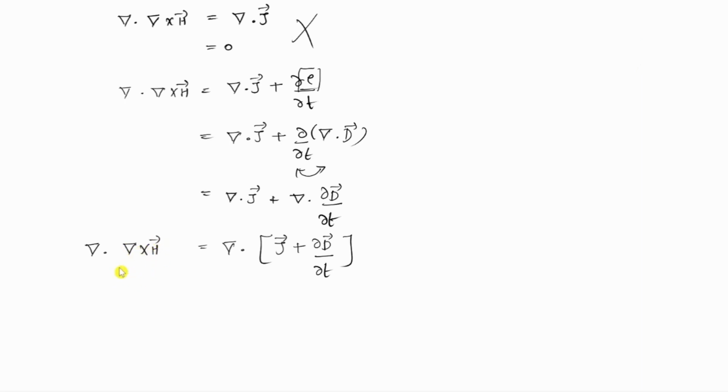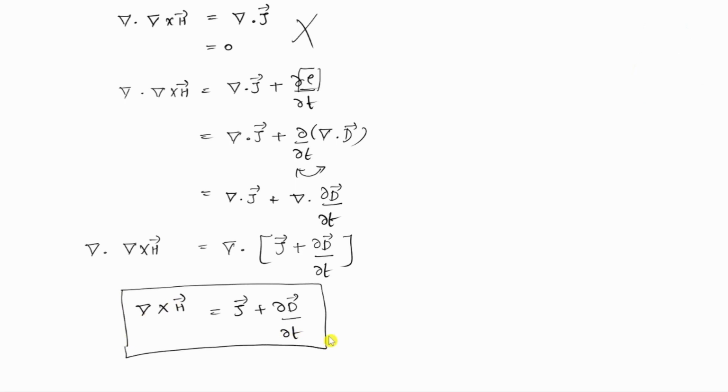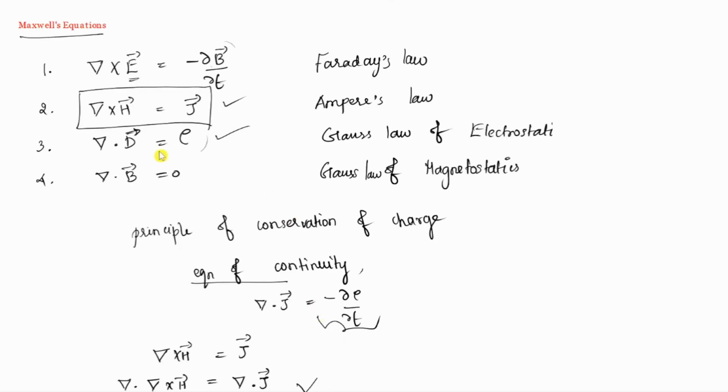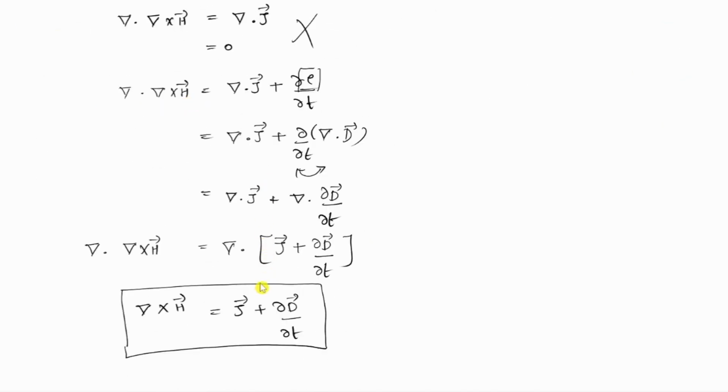So in both the equations we have del dot in common, so we can cancel this and we can write it as del cross H is equal to J plus dou D by dou T. Okay, so this equation is the modified Ampere's equation. So look at Ampere's old equation. It says del cross H is equal to J, and the modified.